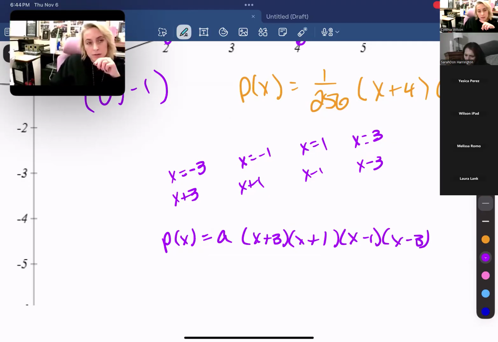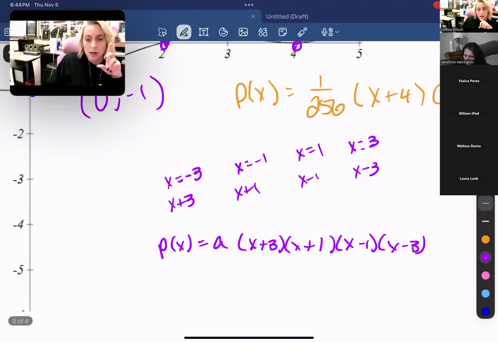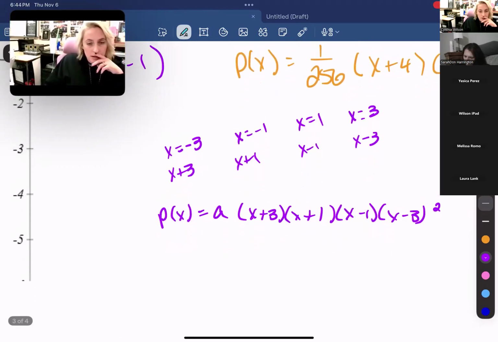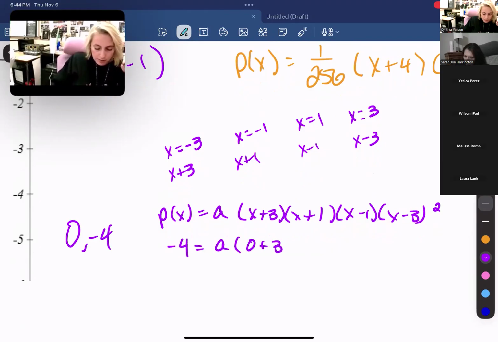On yours, your -3, -1, and 1 are all multiplicity of 1, so they get understood exponents of 1. At your 3, it's a bounce, so it gets exponent 2. And then you have a y-intercept at -4. So that means 0, -4. So you're going to plug in -4 for p of x and 0 for all of the x's.